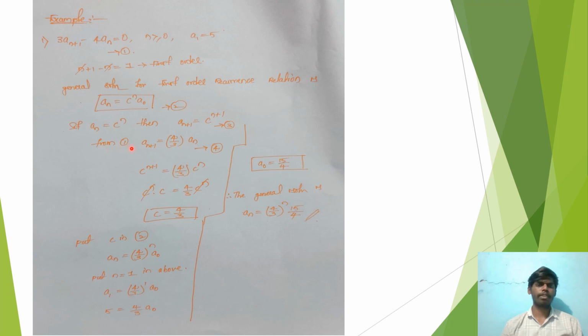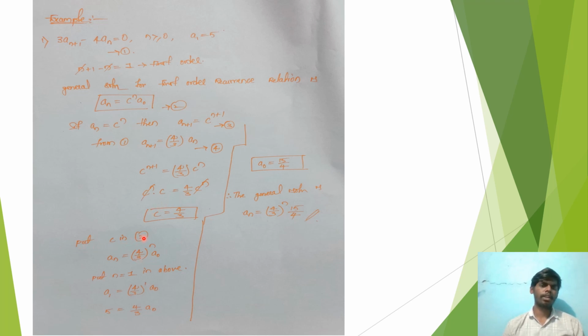From equation 1, we can write an plus 1 is equal to 4 by 3 into an. Let us say this is equation 4. We know that an plus 1 is equal to c to the power of n plus 1, so we can replace an plus 1 by c to the power of n plus 1, and an is equal to c to the power of n. By substituting these values, c to the power of n plus 1 is equal to 4 by 3 into c to the power of n. We can write c to the power of n plus 1 as c to the power of n into c, and c to the power of n gets cancelled, so the constant c will be 4 by 3.